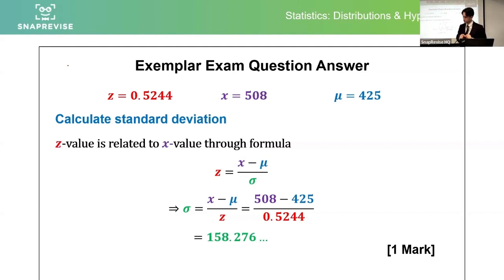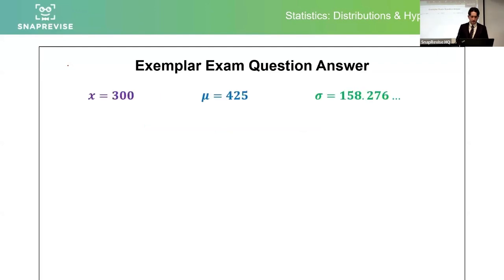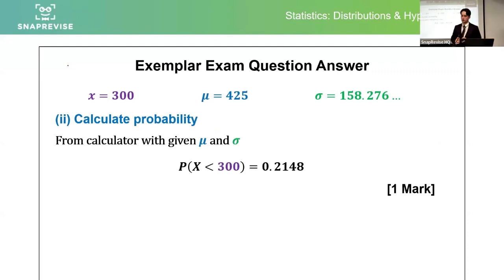Good. Now, the next part of the question, if we want to calculate the variance, we literally just square that value, square it, and give it to 3SF. So the standard deviation squared is the variance. So that's that bit done. And then finally, calculate the probability. Well, now we have mu and sigma. The chance that it's less than 300 meters is that. So this is just plugging it in the conventional way to your normal distribution.